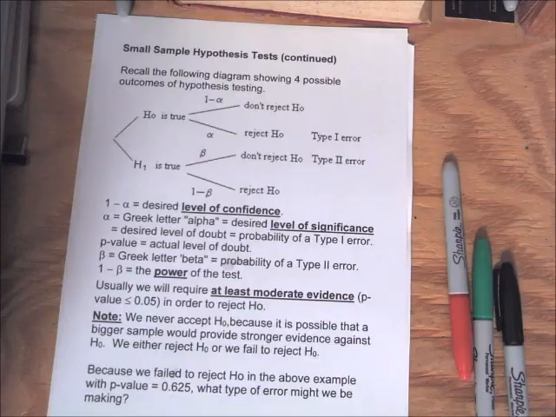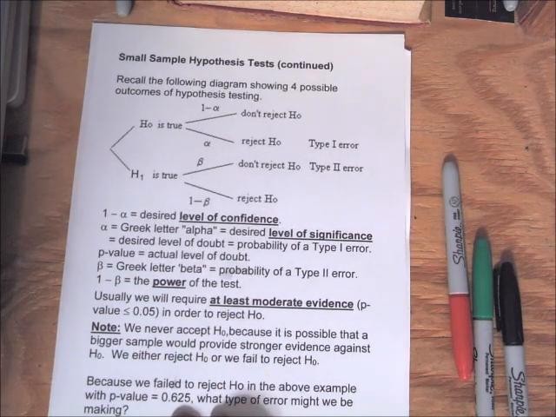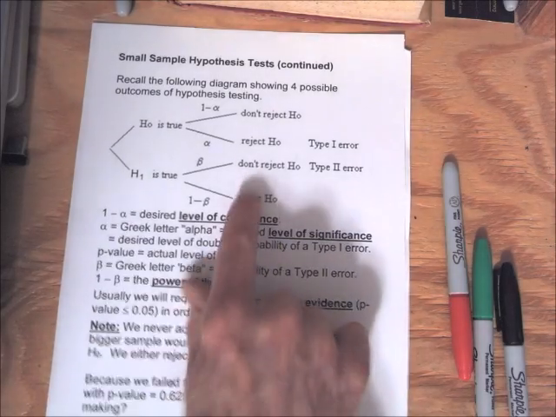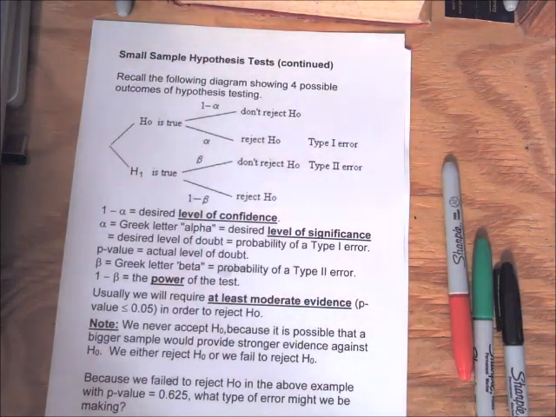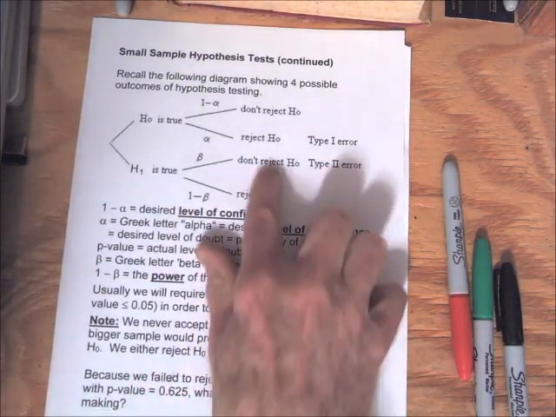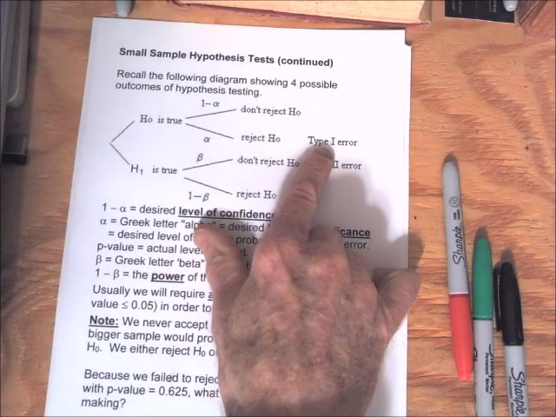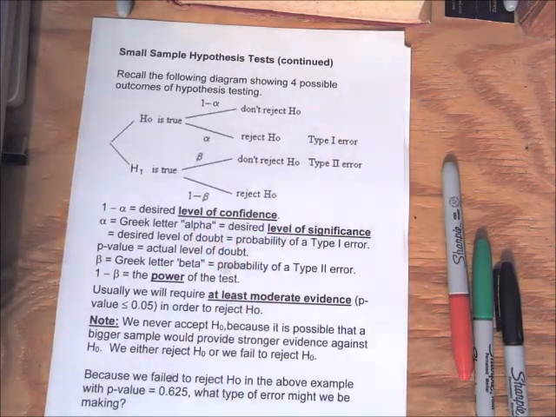You'll see some language of accepting H naught even in MyLab or WebAssign, even in textbooks, but technically we never accept H naught. Either we reject H naught or we don't know. And in this particular example, because we failed to reject H naught, we take a chance of making a type 2 error. So either way, you always take a chance of making some type of error. If you reject H naught, you take a chance of making a type 1 error. If you don't reject H naught, you take a chance of making a type 2 error.